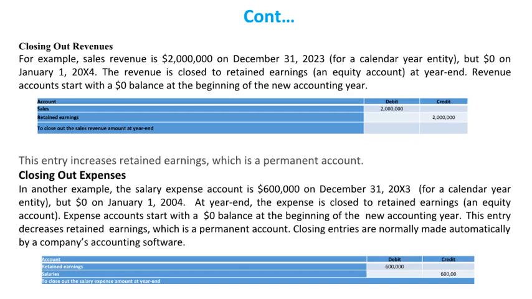Closing out expenses. In another example, the salary expense account is $6 lakh on December 31, 2023, for a calendar year entity, $0 on January 1, 2024. At year end, the expense is closed to retained earnings, an equity account. Expense accounts start with a $0 balance at the beginning of the new accounting year. This entry decreases retained earnings, which is a permanent account. Closing entries are normally made automatically by a company's accounting software. Thus, retained earnings will be debit and salaries will be credit with $6 lakh.